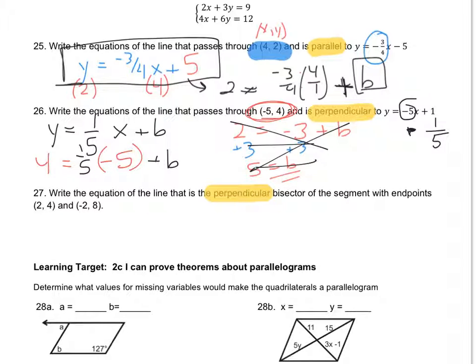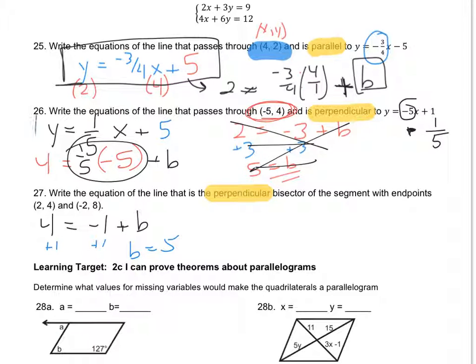And as I continue, again I'll come down here. 4 equals 1/5 times -5 is -1 plus b. Add 1 to both sides to continue to solve for b. I get b equals 5. That means I can come up top here and I can write my 5 answer in the space in my equation. So I'll have the entire equation as my answer. y equals 1/5 x plus 5.